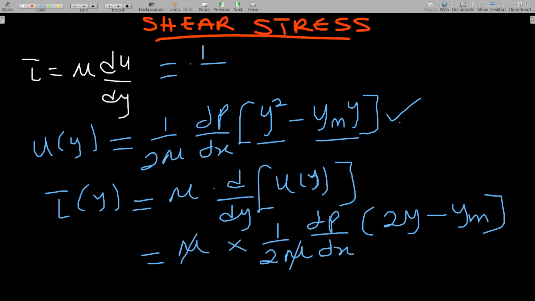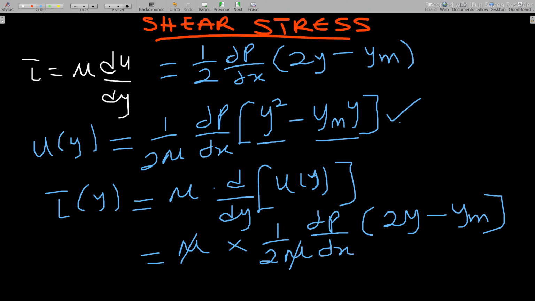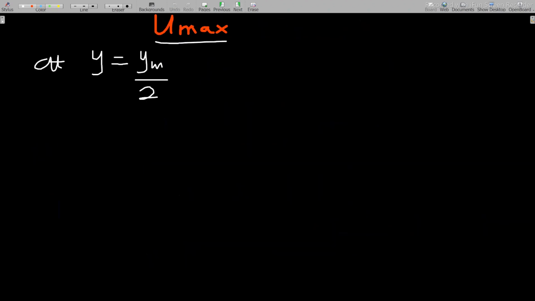I'll be left with shear stress being equal to half del p del x into 2y minus ym. So this is my shear stress, always for a parallel viscous flow. Just keep these formulas in your mind. We'll solve a very big question under this after our discussion, so stay tuned. All right, let's move on to another concept.